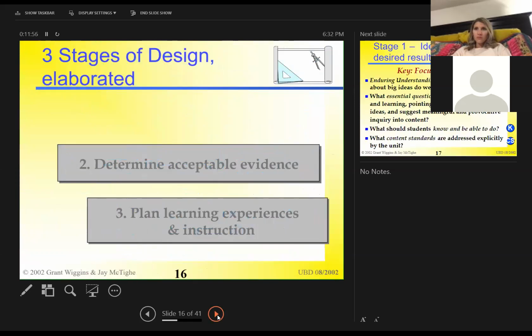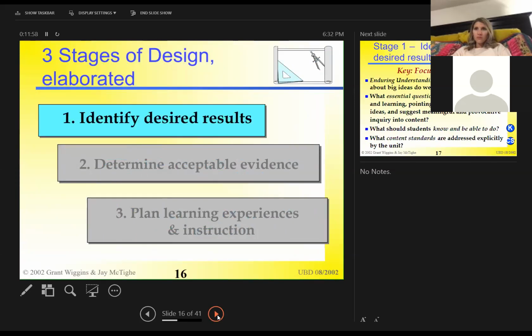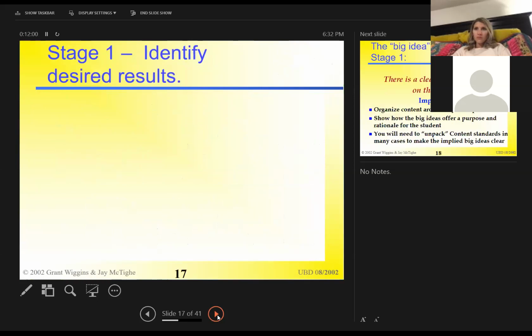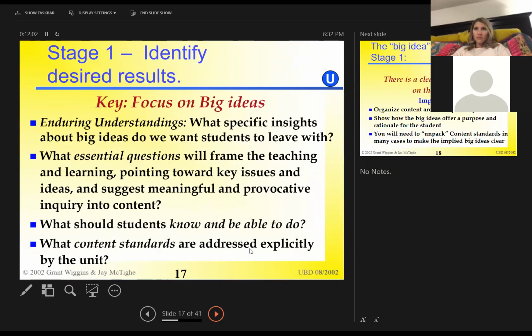So let's talk a little bit about acceptable evidence and identifying results. So I guess we're going to start with identifying results. Sorry about that. So again, we've talked a little bit about this. What specific insights do we want students to leave with? So order of operations, that they understand that order and why it's important and how and when it's going to be applied. That's the big understanding or big idea.